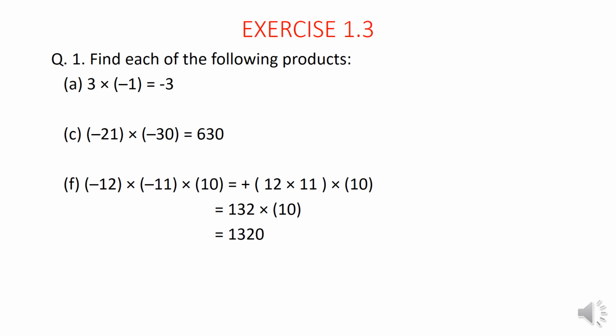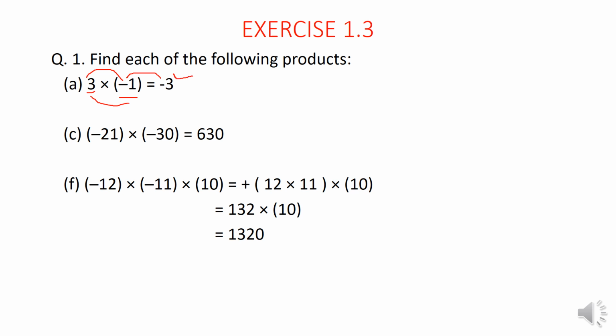Now, let us see some problems from exercise 1.3 which depend upon the rules of multiplication of integers. So, here you can see question number 1. Find each of the following products. So, A, here this 3 is plus and 1 is minus. So, plus multiplied by minus, the answer will become minus, and 3 multiplied by 1 gives 3, so the final answer is minus 3.